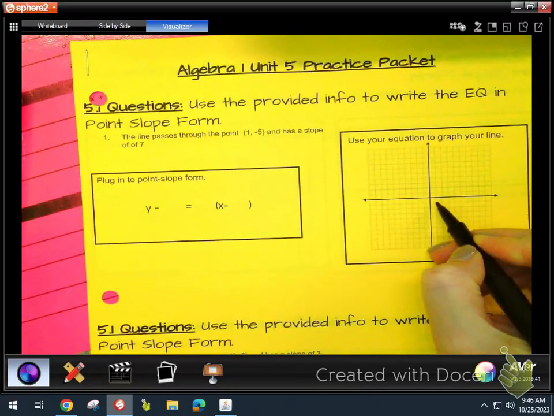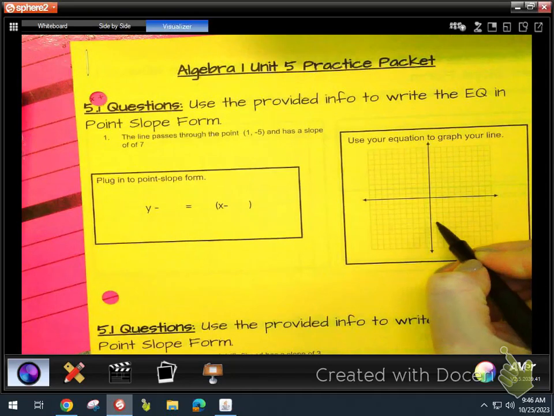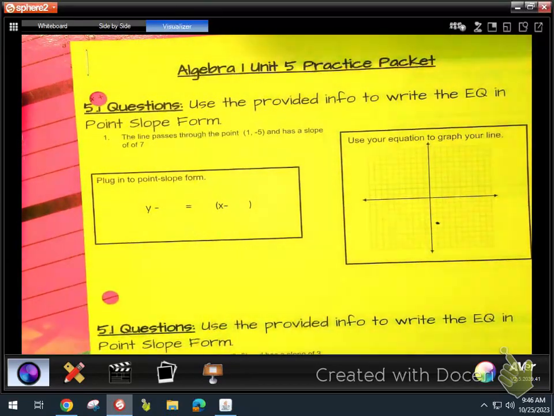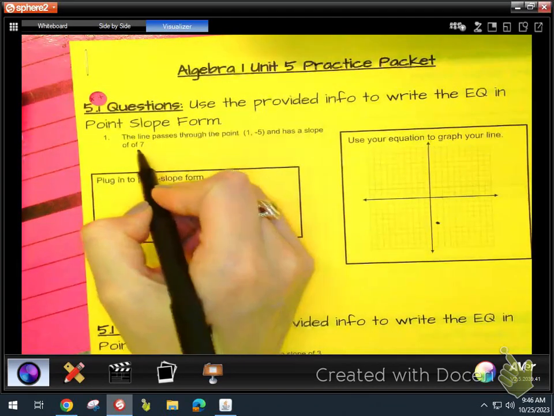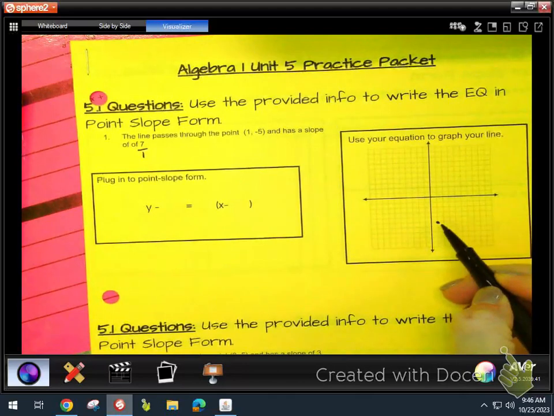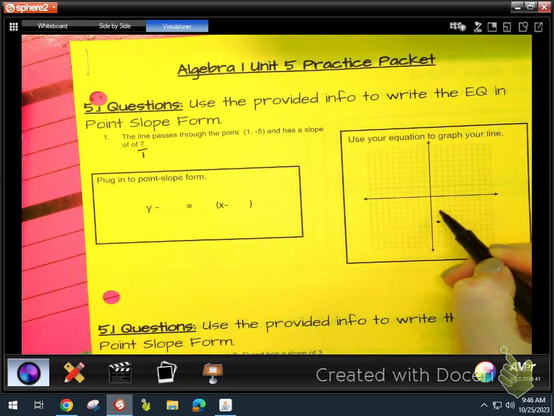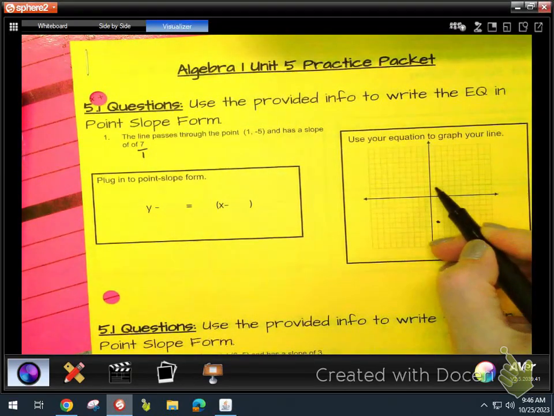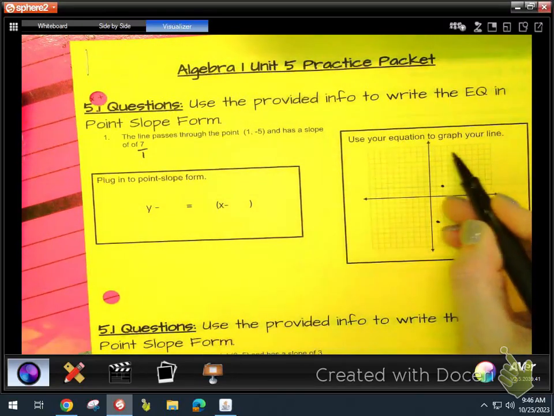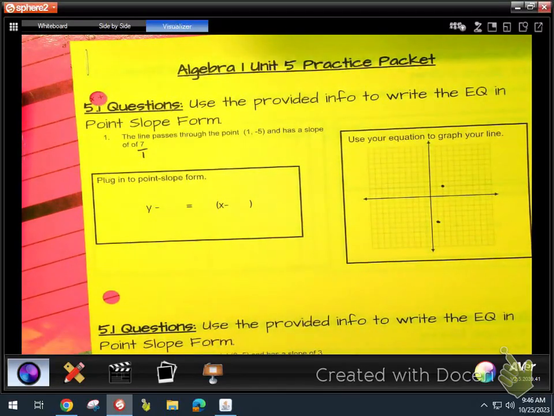1, down 1, 2, 3, 4, 5. And then, Brayden, what am I going to do to get the rest of it? Because I don't have another point. You're going to put a 1 under the 7, and you're going to go up 7. I have a slope, so I'm just going to use my slope to go from there. So if you don't have 2 points, you're just using your slope. Up 7, 1, 2, 3, 4, 5, 6, 7 over 1. Up 7 over 1. And then you can graph it that way.